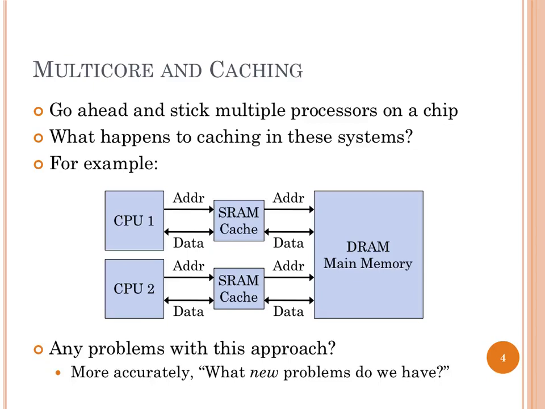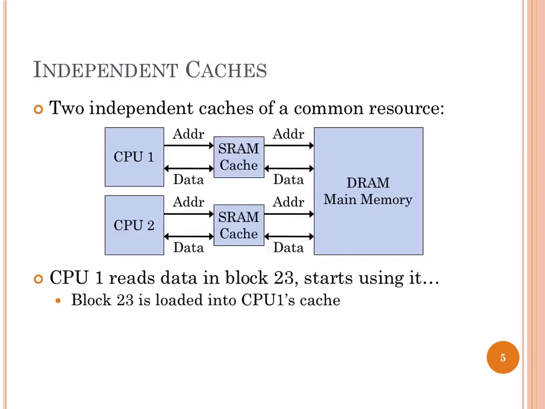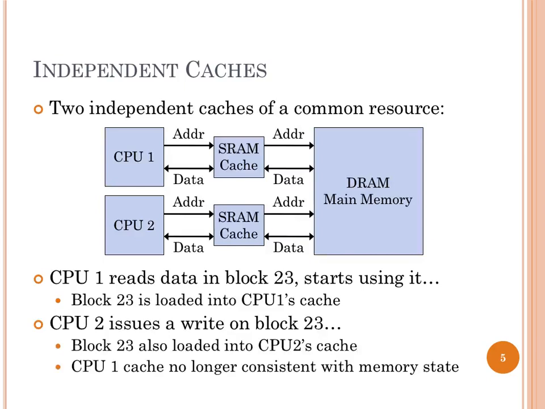We can run into a situation where one processor reads a value into its cache, another processor writes a value into its cache, and those two things are now out of date with each other. They're inconsistent. Okay? The example on the slide is CPU 1 reads data in block 23 and starts using it, and then CPU 2 writes to block 23, and CPU 1 is no longer up to date as far as the value it should be manipulating.